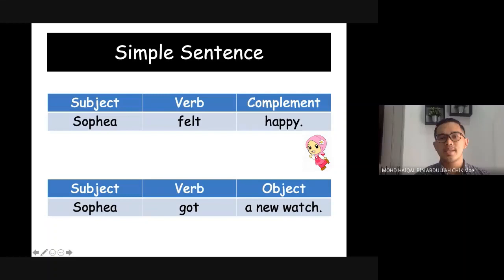Another example for SVO. Sophia, verb, got, object, a new watch. This is a very basic one. Actually, these two tables, SVC and SVO, really do wonders for low proficiency pupils. It really helps your pupils to construct correct sentences, although it is just a simple one.